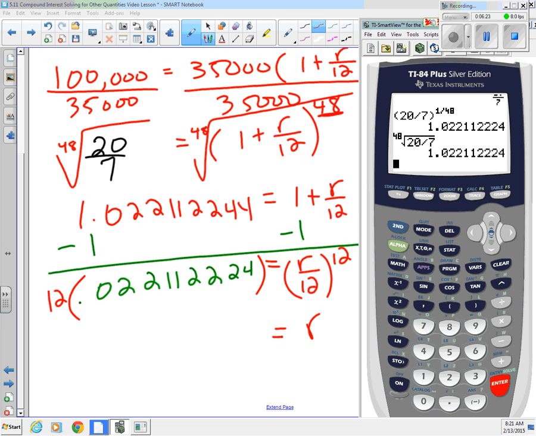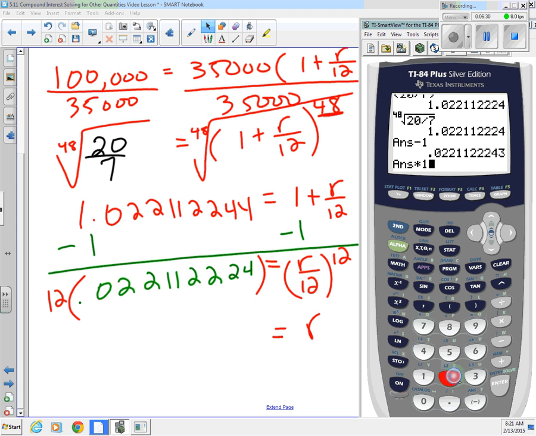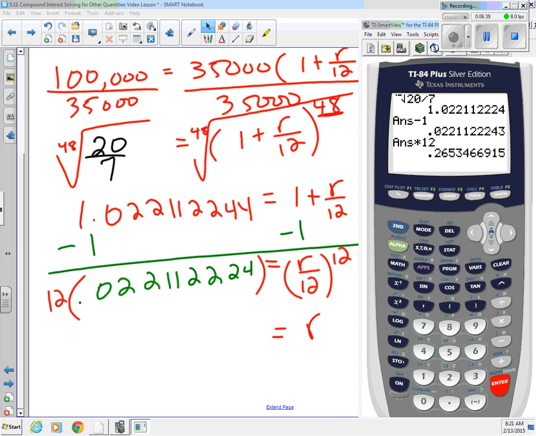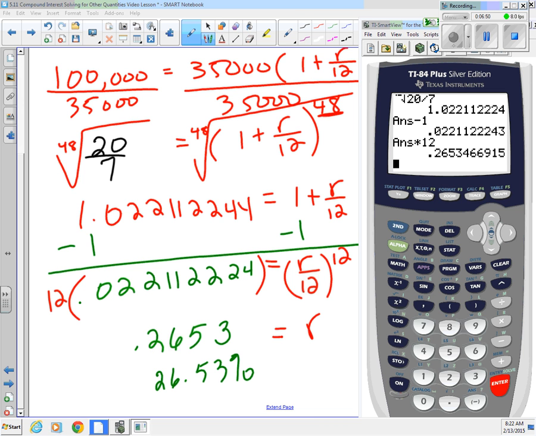This 0.022 would actually be the monthly growth. So I'm going to take this, subtract 1, and then multiply that by 12, and sorry, I will get my yearly rate of 0.2653, which is 26.53%.